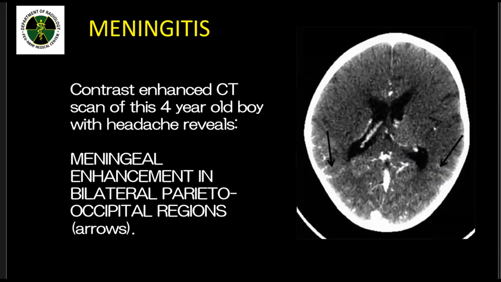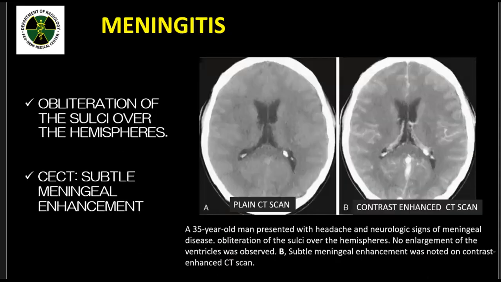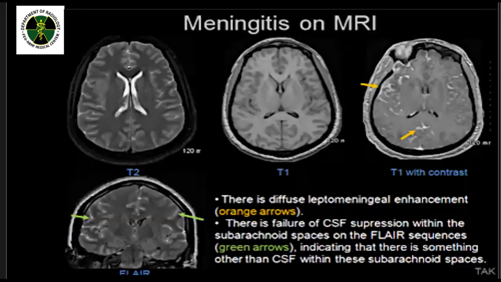For meningitis, this is a case of a 4-year-old boy with headache. There's meningeal enhancement, seen in the bilateral parieto-occipital regions. So, meningitis on MRI: there's diffuse leptomeningeal enhancement, shown by the orange arrows. There's failure of CSF suppression within the subarachnoid spaces on the FLAIR, which indicates that there's something other than CSF within these subarachnoid spaces.